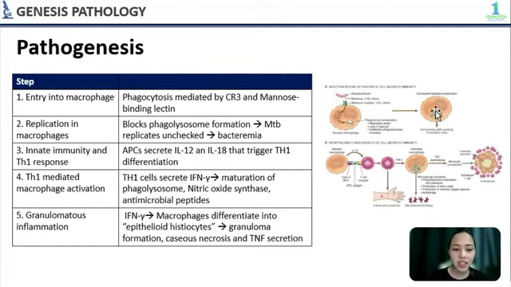So, they just multiply and multiply here, eventually leading to bacteremia and seeding of multiple sites. But despite that initial bacteremia, most people are still asymptomatic. After about 3 weeks, a T helper subtype 1 response is mounted, because the macrophages here will be activated by the presence of interleukin 12 and interleukin 18.